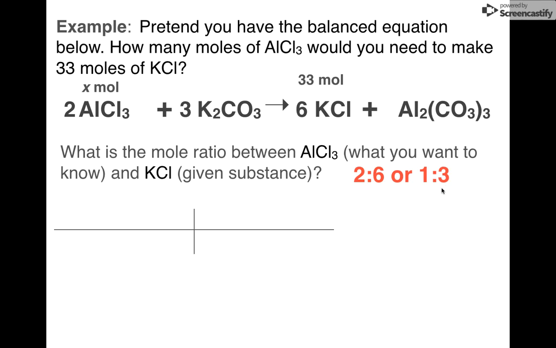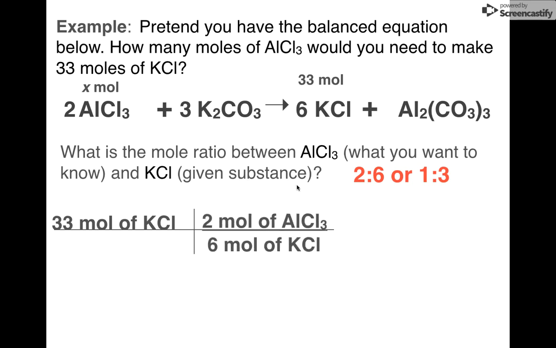Okay, let's try it out. 33 moles of KCl right here. 2/6 or 1/3. It doesn't matter which one you do. I'm just going to do 2/6 though. So 2 moles of AlCl3 over 6 moles of KCl. Now why is this one a little bit harder?